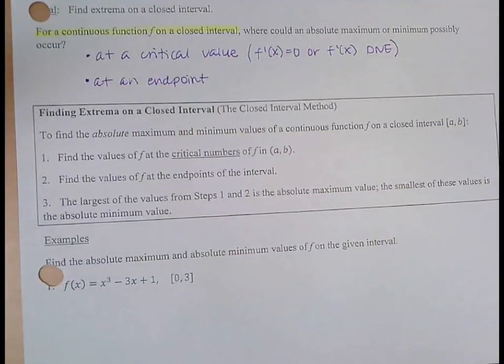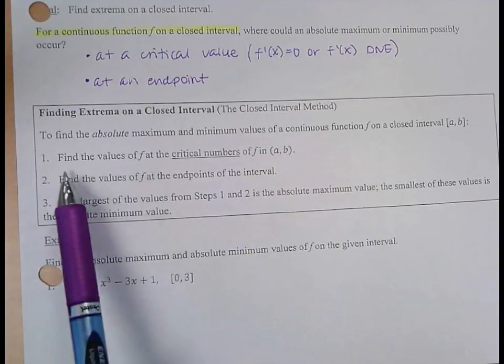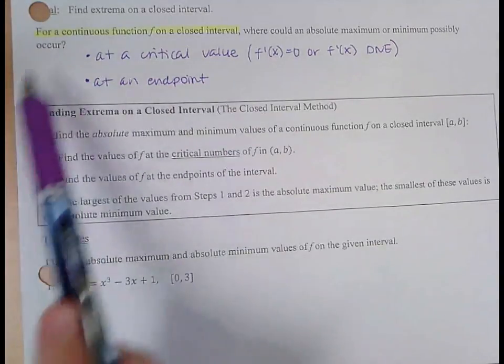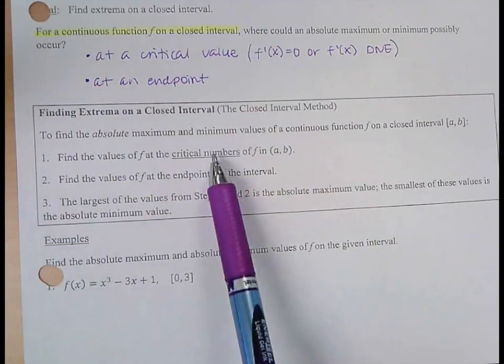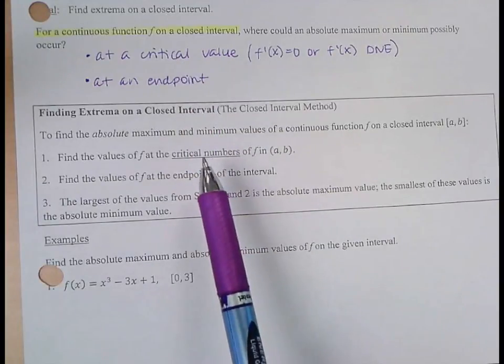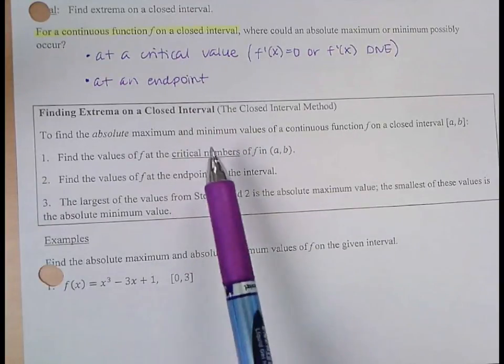So this is using the extreme value theorem we talked about yesterday. It says that every continuous function on a closed interval has an absolute max and an absolute min. This is now how to find it. It's called the closed interval method. That's just the name of it. But it says to find the absolute max and min values of a continuous function f on a closed interval from a to b, you want to find the x values at which those absolute maxes and mins could occur. So you're finding the values of f at the critical numbers of f, so find the critical values, and then evaluate the function f at those values.